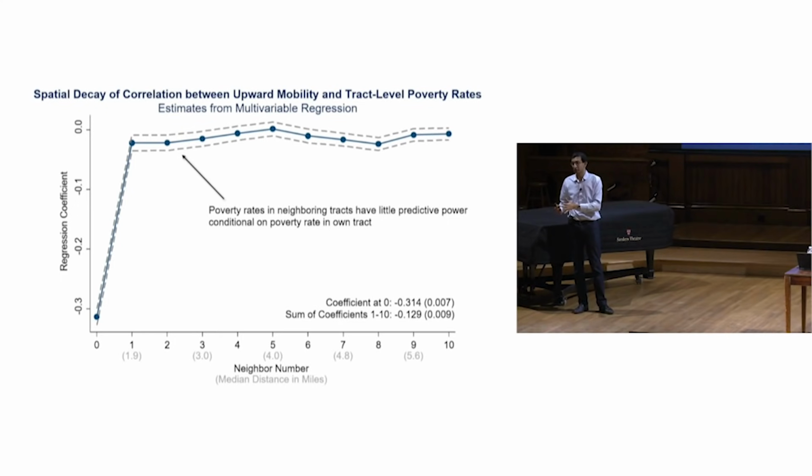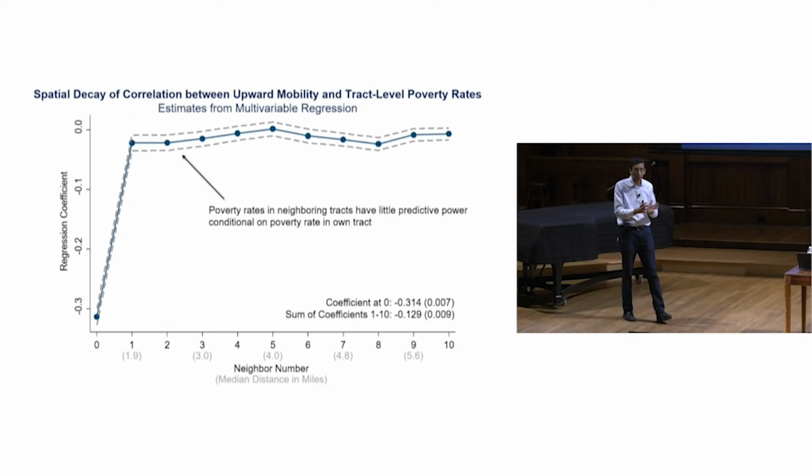Which is a different question from saying, if I don't hold fixed the poverty rate in my own tract, and I just correlate upward mobility in my tract with nearby poverty rates, I'm going to find a bigger effect there, because if the tract near me is high poverty, then odds are the tract where I'm living also is high poverty. And so this is saying if you control for the poverty rates in your own tract, then what's nearby doesn't matter. Okay, that's the lesson from this chart. And it's a striking finding because what it's telling you is that environment matters in a very, very local way.